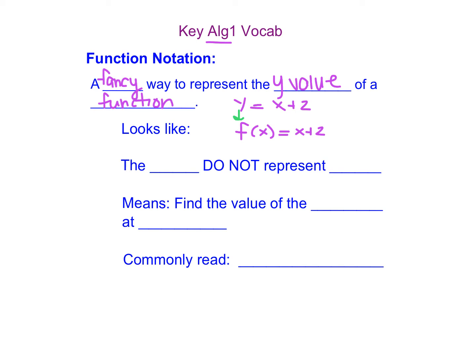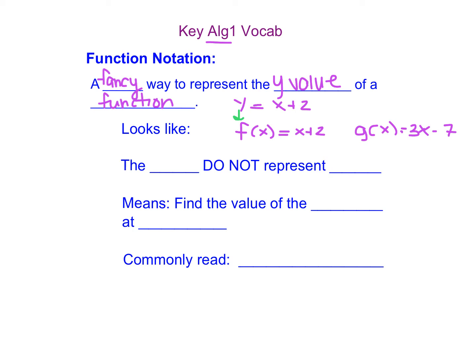Now the reason that we use this is because if we have multiple y's in an equation, we can distinguish between the different equations by using function notation. So for example, we might have g of x equals 3x minus 7, a different function name, and it represents a different function. So instead of writing y equals, y equals, y equals, we use different function names like f of x and g of x to distinguish between different equations that we might be working with simultaneously.